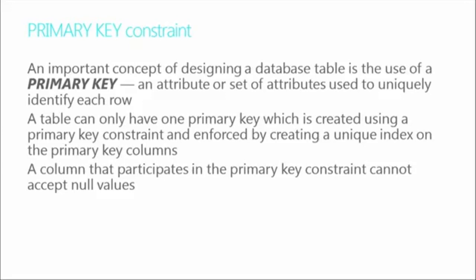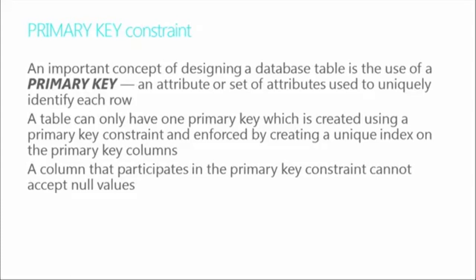Often it'll be referred to from another table using a foreign key. But a primary key is an attribute or a set of attributes that uniquely identifies that row. So if it's a set of attributes, it's that composite primary key that we talked about. A table can only have one primary key on it. Not one column, but one primary key that could be a single column or multiple columns.